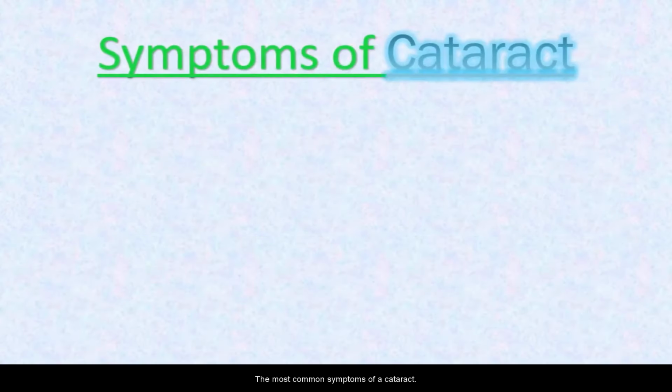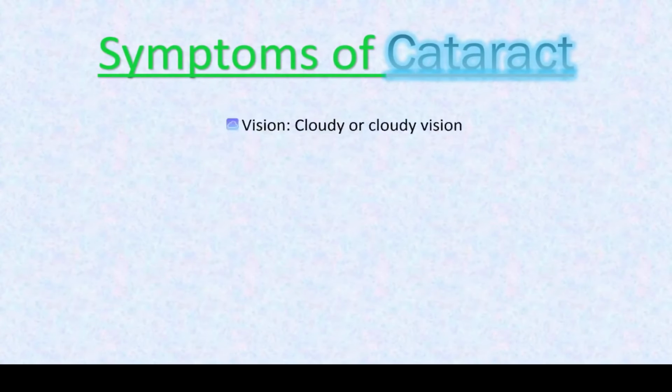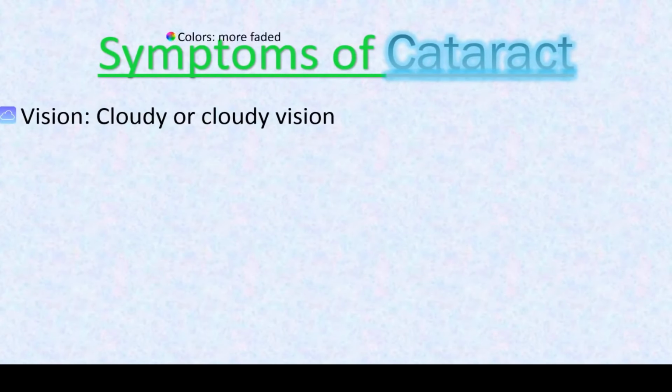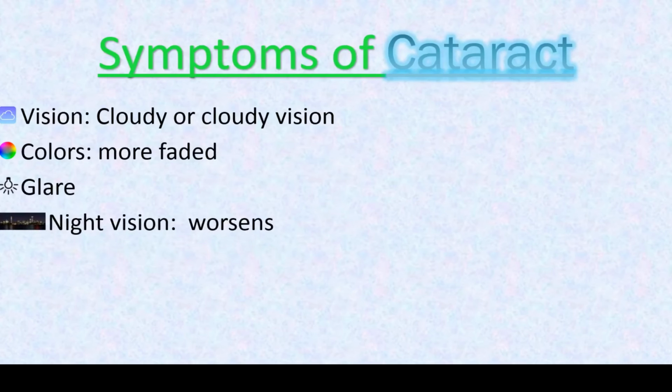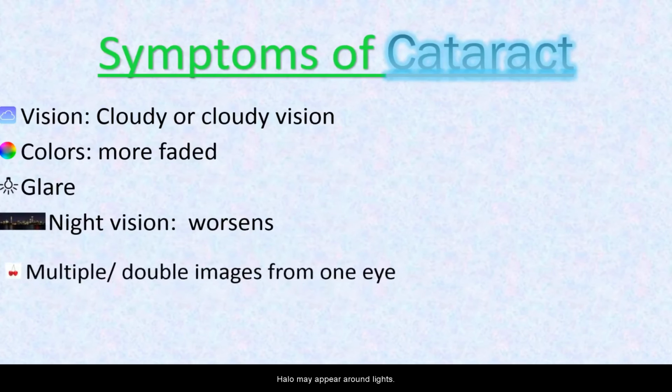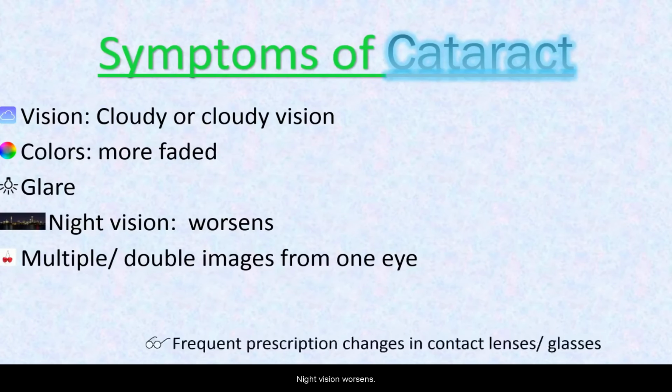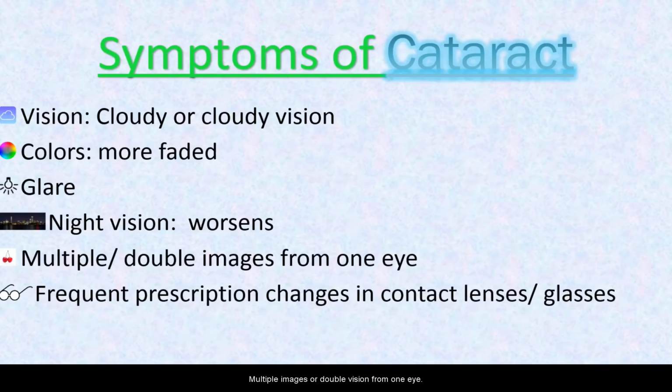The most common symptoms of a cataract are blurry or cloudy vision, colors that appear more faded, headlights, lamps, or sunlight that may appear too bright, a halo around lights, worsening night vision, and multiple images or double vision from one eye. This symptom may disappear as the cataract gets larger. Finally, frequent prescription changes in contact lenses or glasses can also be an important sign of a cataract.